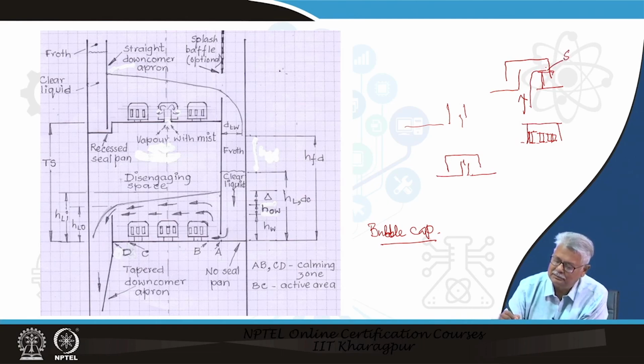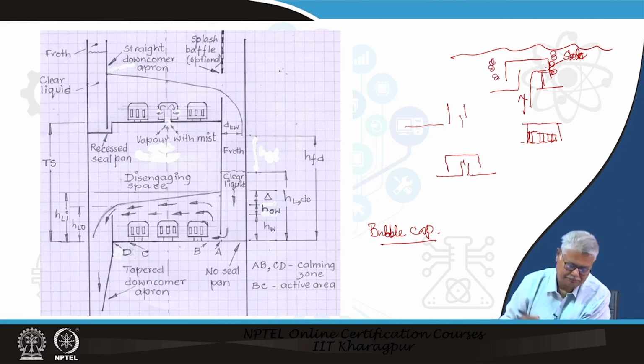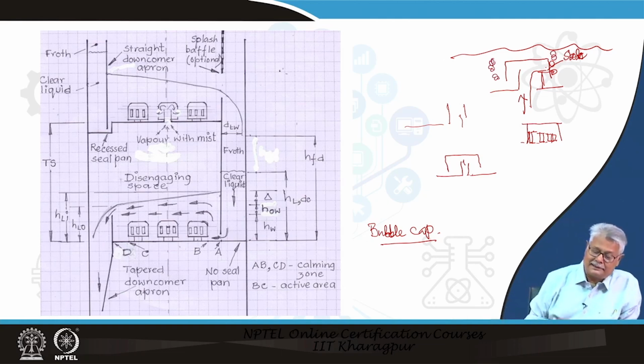You have the slots here, and the entire thing is dipped in liquid. This is dipped in liquid, so the bubbles form and they go up. The passage of the liquid has been shown here. The liquid from the upper tray falls to this particular tray. It comes out through the bottom of your downcomer, flows over the bubble caps. The bubble caps remain immersed, goes through the downcomer and goes to the next tray.